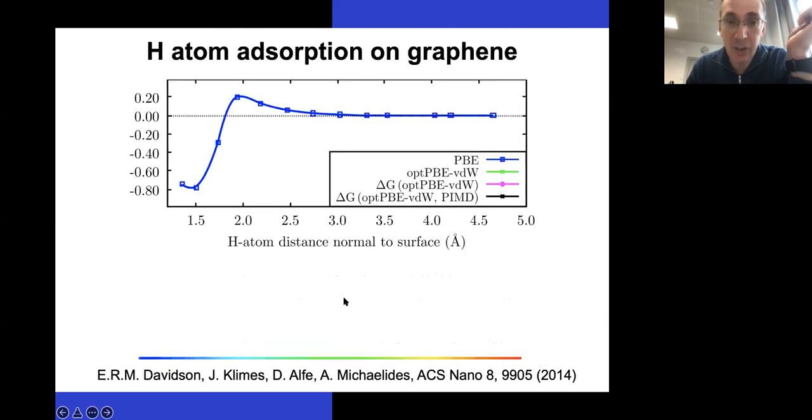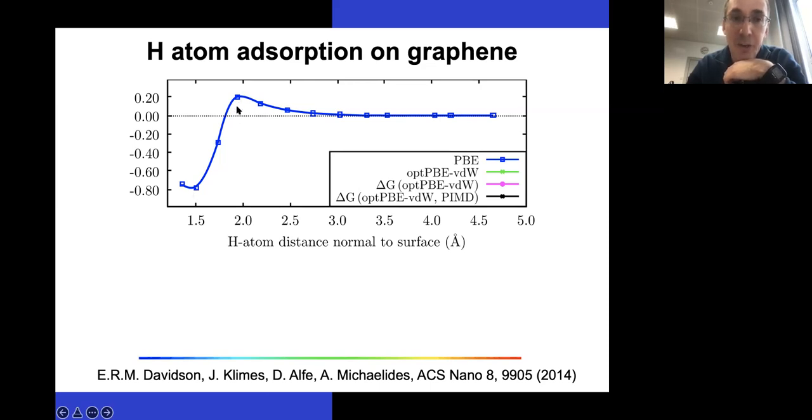We were interested in understanding how important quantum nuclear effects are in the process by which a hydrogen atom will go from the gas phase onto the surface of a graphene sheet. And what you have here is a plot of the hydrogen atom distance above the surface. We have a hydrogen atom, we have a periodic graphene sheet, and we do a PBE calculation, and we can establish the barrier for this process.